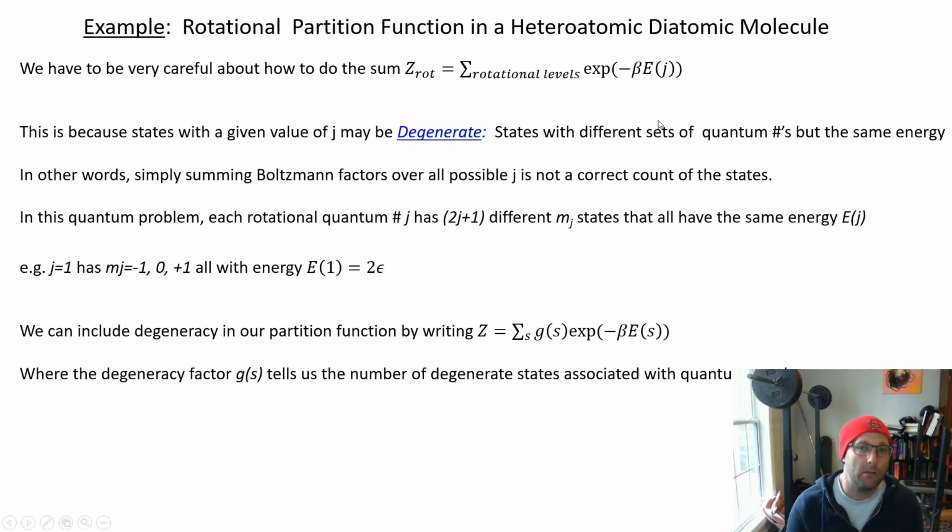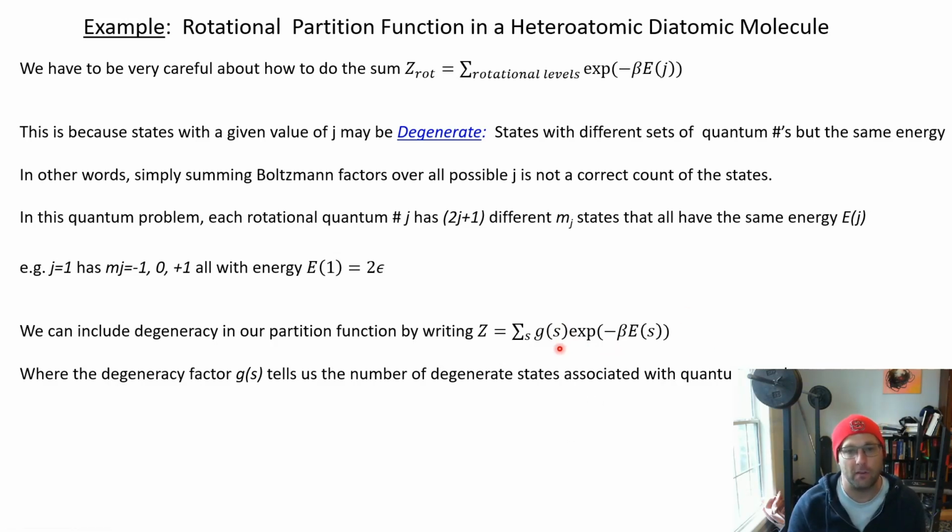And you need to include a Boltzmann factor for each one of these. It's the same Boltzmann factor. It's e to the minus beta 2 epsilon. But they all have to be counted. They're not the same state. They're distinct. So we can include degeneracy inside of our partition function by writing it out as the sum on S of the degeneracy factor associated to the quantum level S times the Boltzmann factor, right?